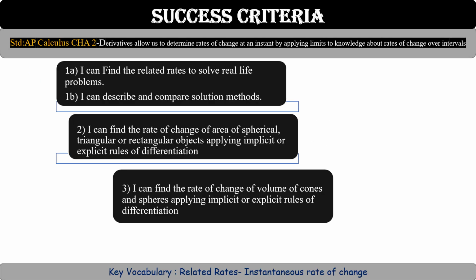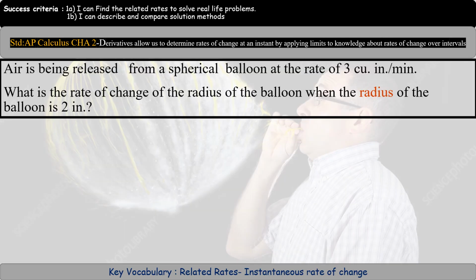Now in this video we are going to solve some related rates problems. The question is: air is being released from a spherical balloon at the rate of 3 cubic inches per minute. What is the rate of change of radius of the balloon when the radius of the balloon is 2 inches? I told you the first thing is that you have to determine the shape they are talking about. So read again, skim, and you will find that they are talking about a spherical balloon.